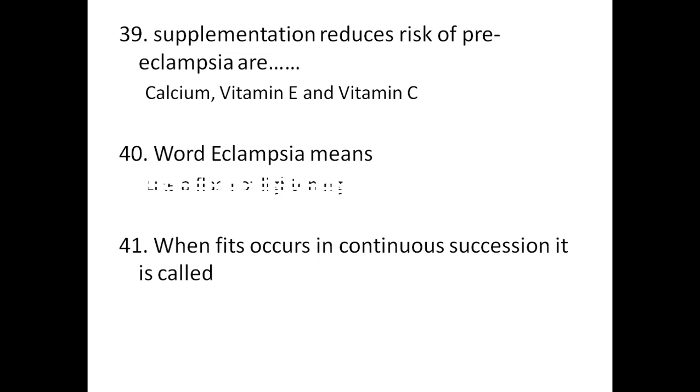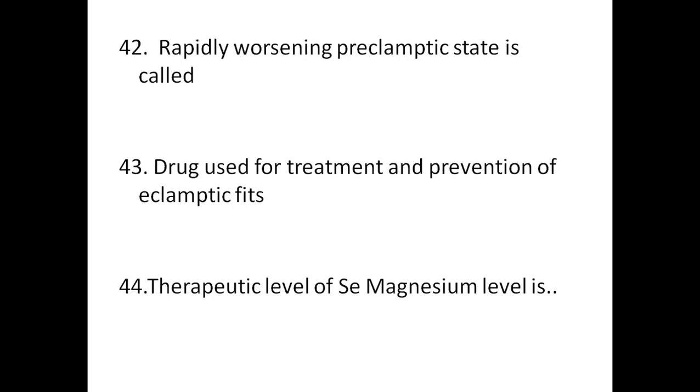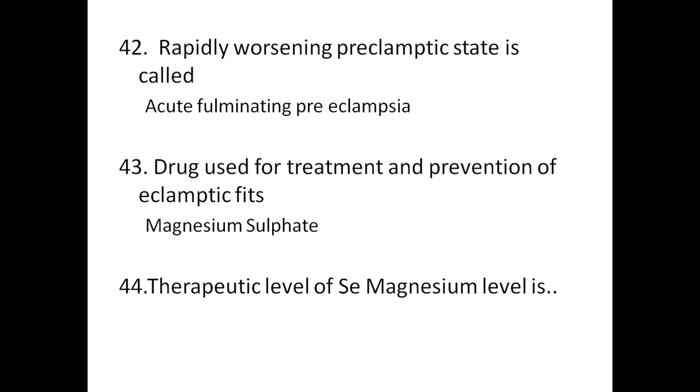The word eclampsia means like a flash of lightning. When fits occur in continuous succession, it is known as status eclampticus. Rapid worsening of preeclamptic state is known as acute fulminating preeclampsia. Drug used for treatment and prevention of eclamptic fit is magnesium sulfate. The therapeutic level of serum magnesium sulfate is 4 to 7 milliequivalent per deciliter.